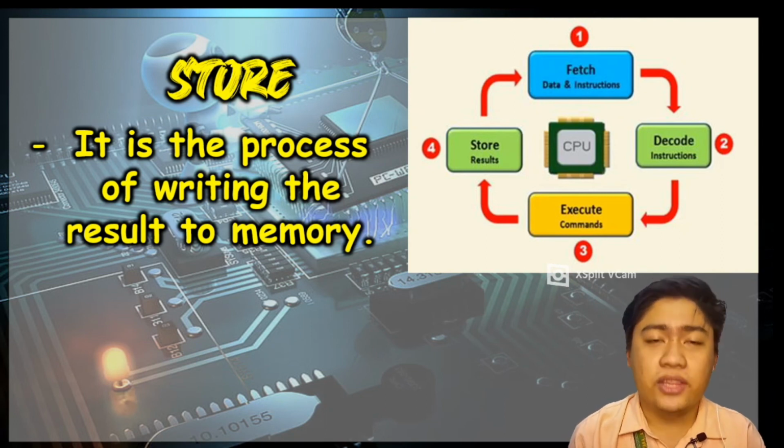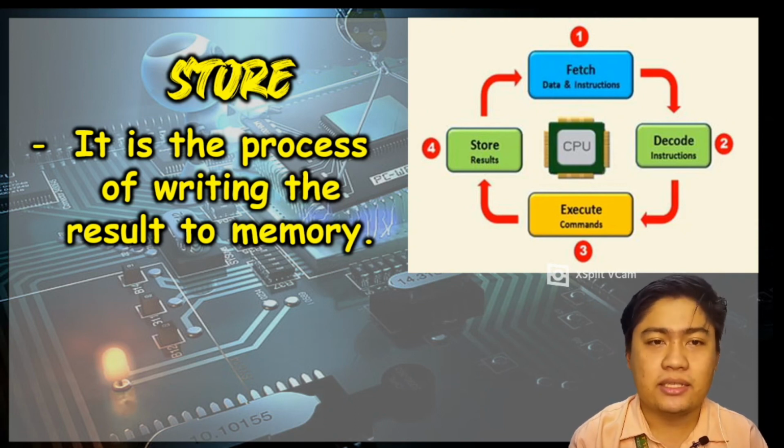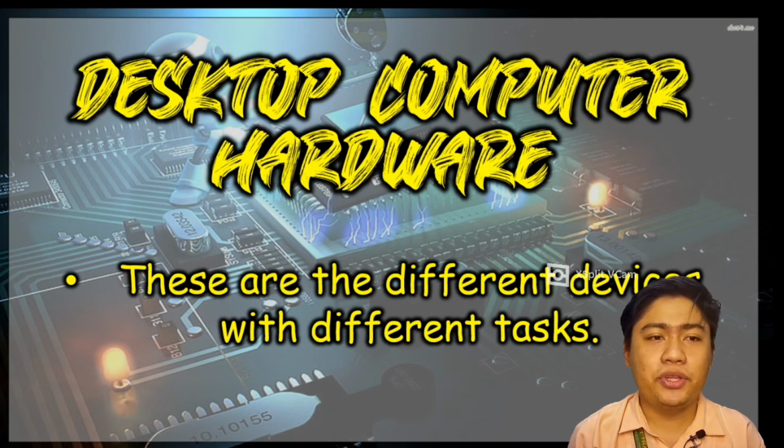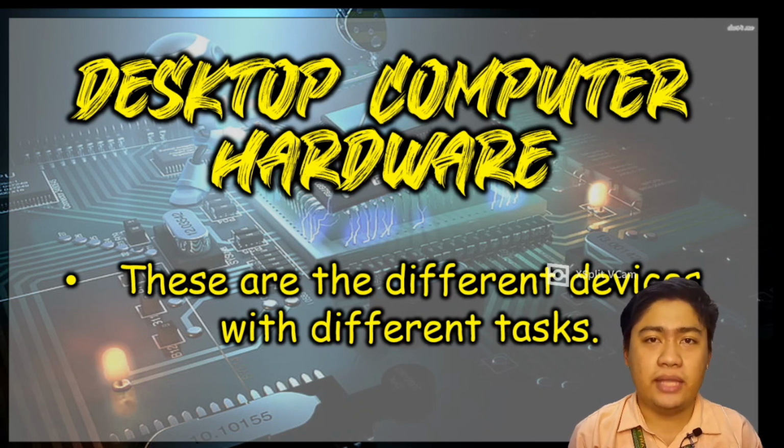So that's the different desktop computer hardware and how does the CPU process. So again, desktop computer components are the different devices with different tasks. So I hope you have learned something today from our discussion.